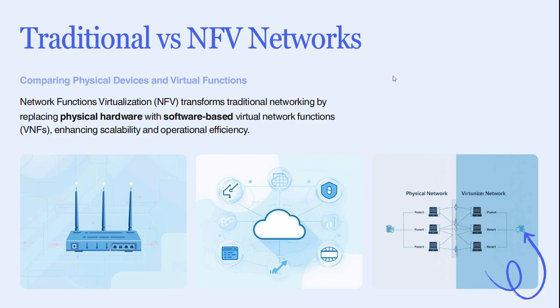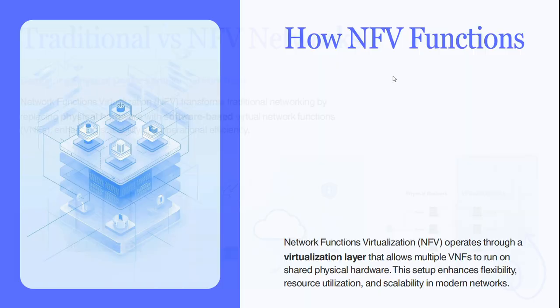In traditional networks, every network function requires its own physical device, a router, a firewall, and so on. With NFV, these functions run as virtual network functions, or VNFs, on standard servers. This approach offers clear advantages: lower costs, flexible scaling since we can create or remove functions easily, and much faster service deployment. NFV works by separating network functions from the hardware layer.